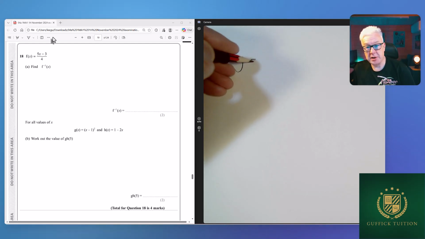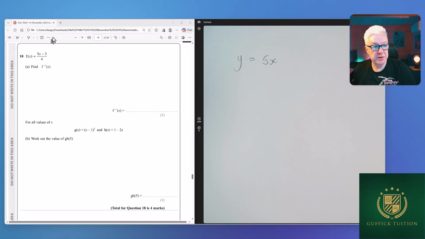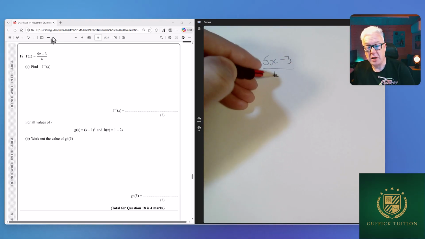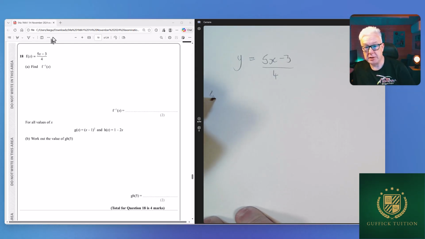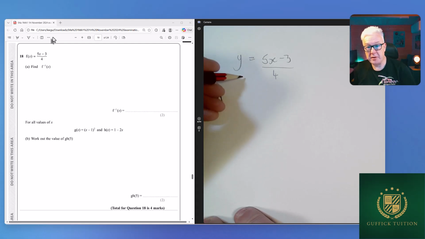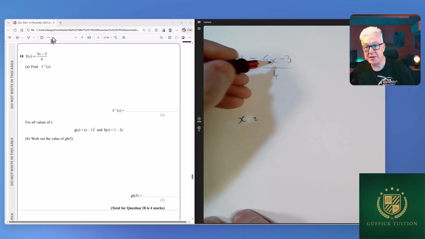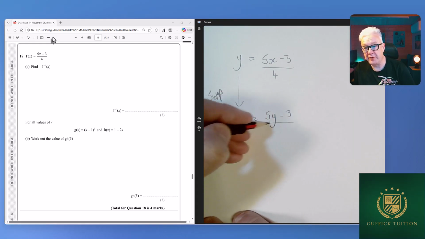So what we do is we start off by writing the function down. So f of x is equal to (5x minus 3) over 4. And you'll notice I've changed the x into a y. Now I like to swap them over at the start. Now what I mean by swap them over is that everywhere that you see a y, you change it to an x. And everywhere that you see an x, you change it into a y. That's what I mean by swap over.